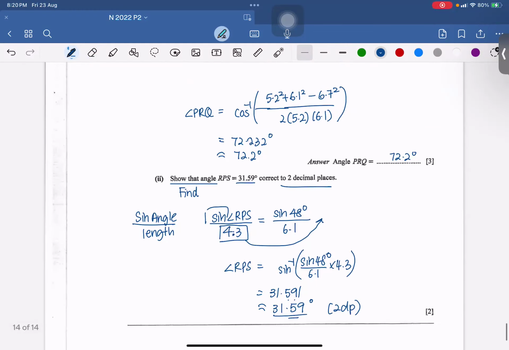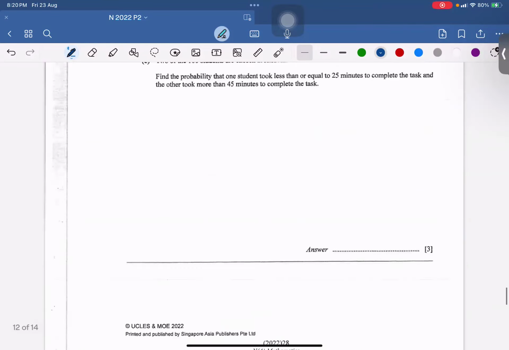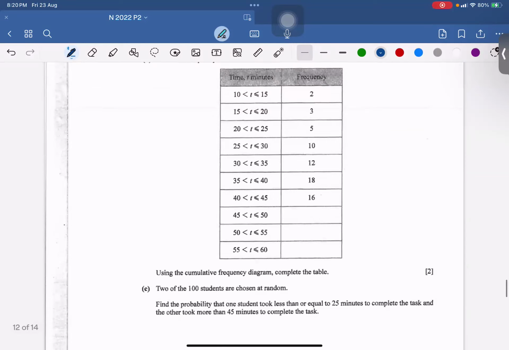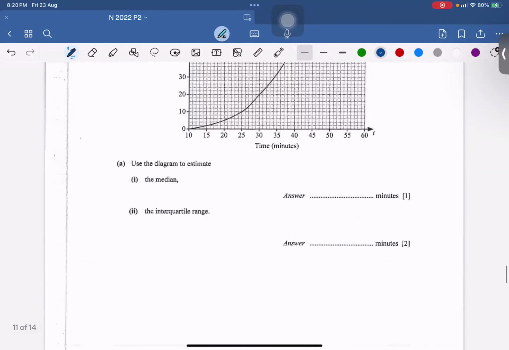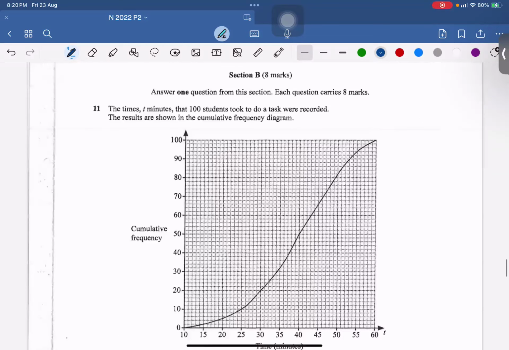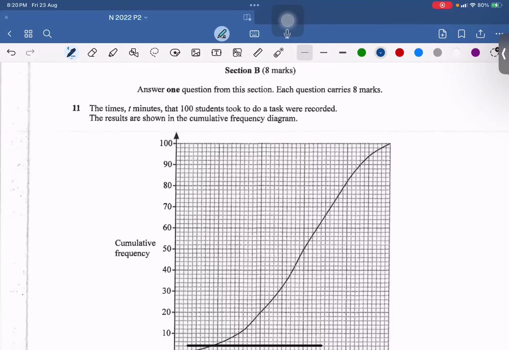All right, so now question number 12. Let us go through question number 11. Now, this table over here with the frequency, I went through something similar the other day in my probability video. So you can double check some of the concepts over there.